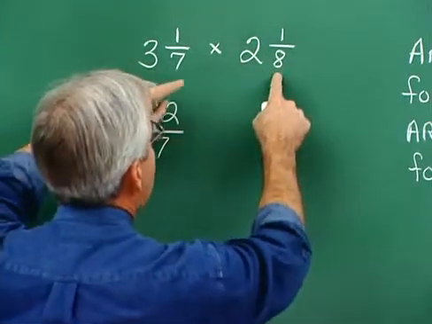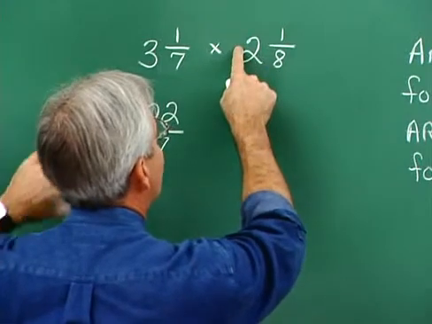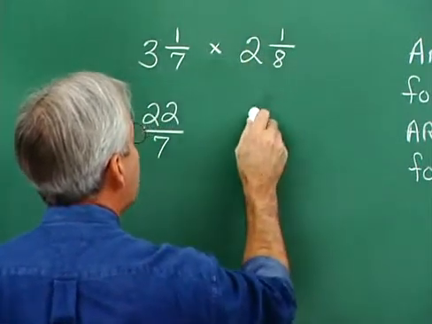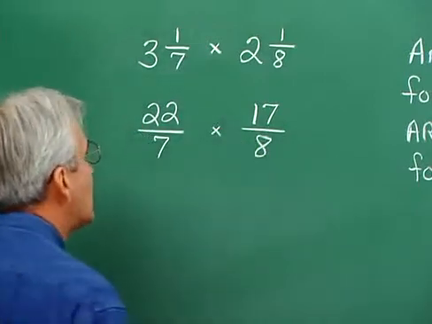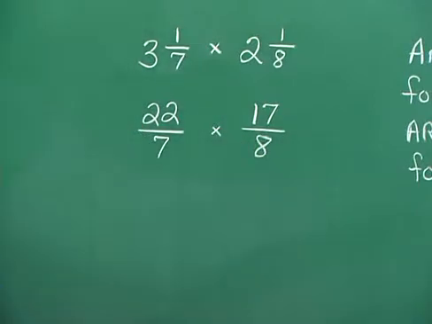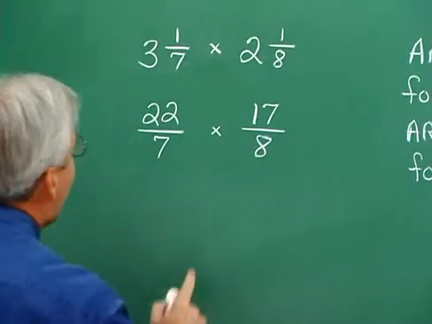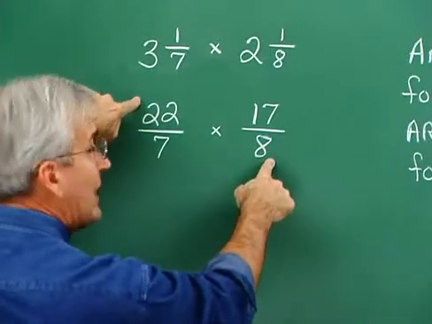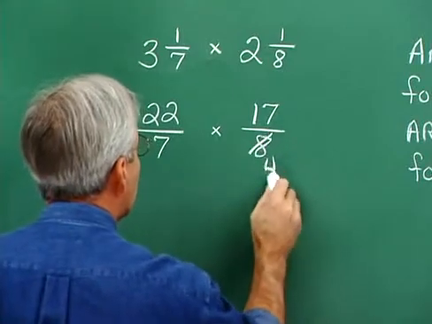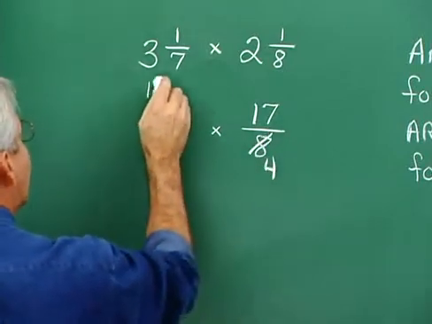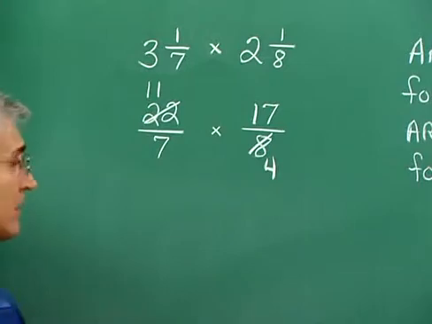Let's see, 2 1/8 becomes 8 times 2, 16, and 1, 17 over 8. So 17 over 8. We're multiplying these, and now we look for the cancellations. I see one here with the 8 and the 22 because they're both even. So 2 into 8 goes 4. 2 into 22 goes 11. So now I multiply straight across.